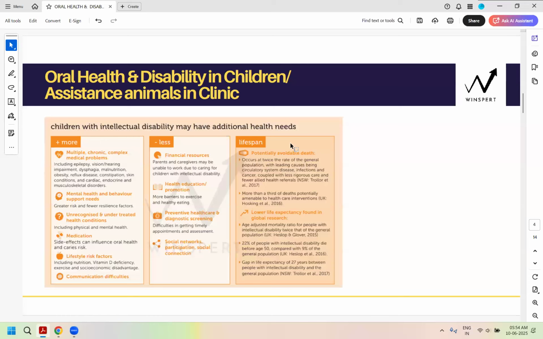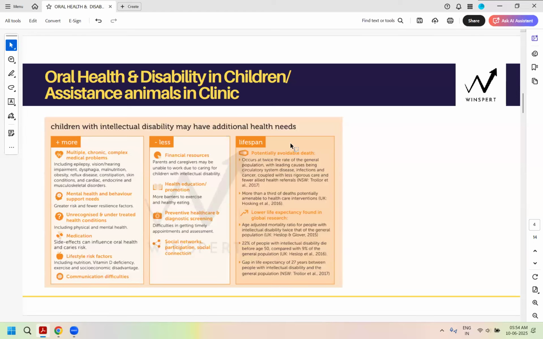They could have epilepsy underlying, vision and hearing impairment. They could have difficulty eating. Malnutrition can also be the challenge because of inability to swallow or chew properly, or obesity because of metabolic disorders, reflux disorder, constipation, then skin conditions, cardiac, endocrine, all kinds of pathophysiologies are possible in these patients, right? So you have to be mindful of the underlying medical conditions. Is that right? So you have to be aware of the medical history, the information gathering cluster here. All this information will help you manage the patient well.